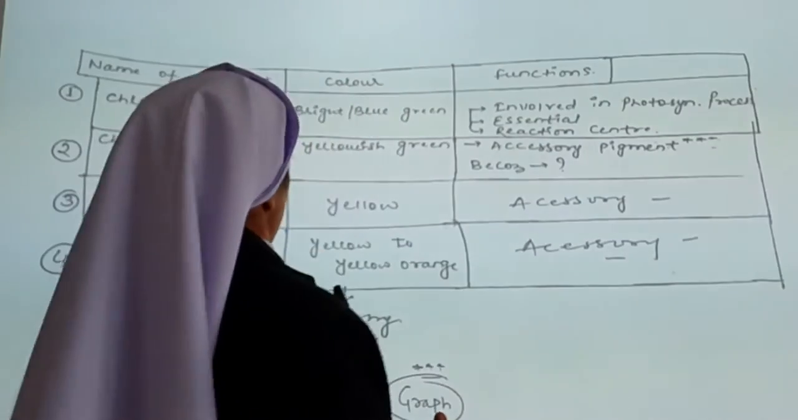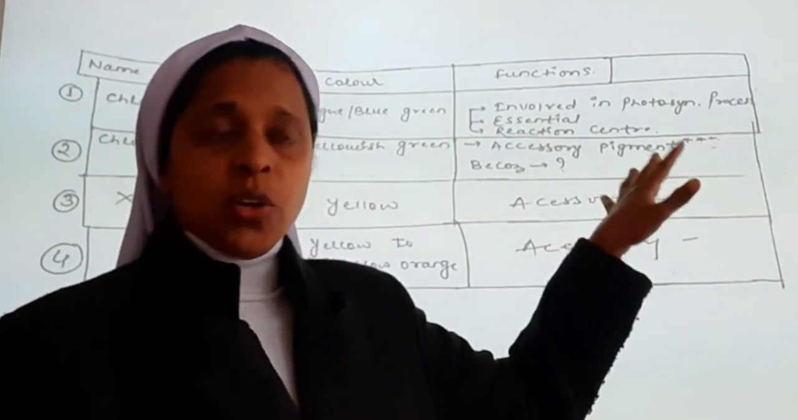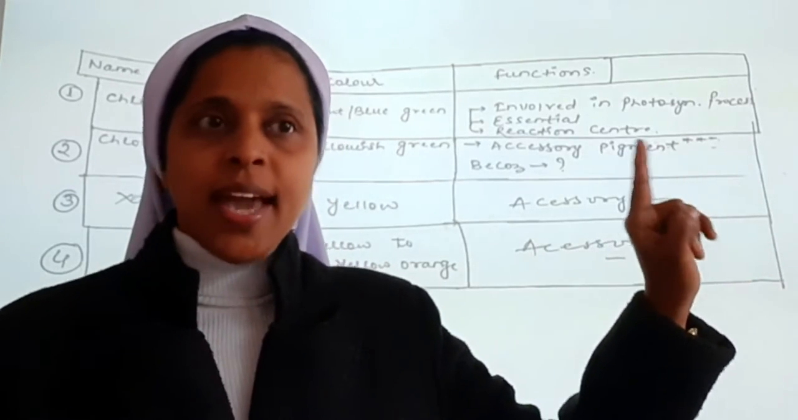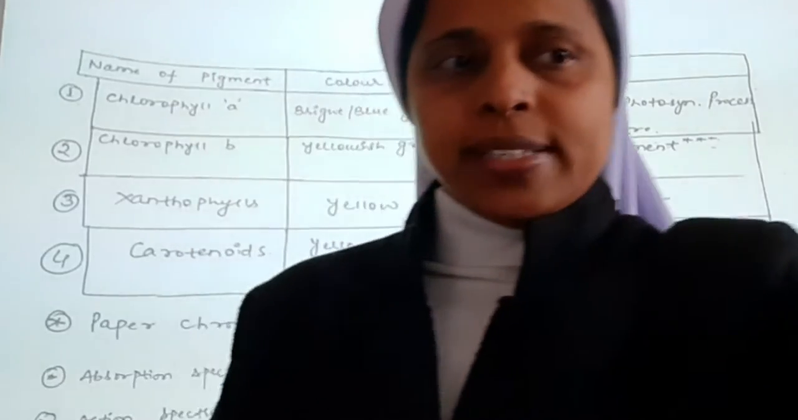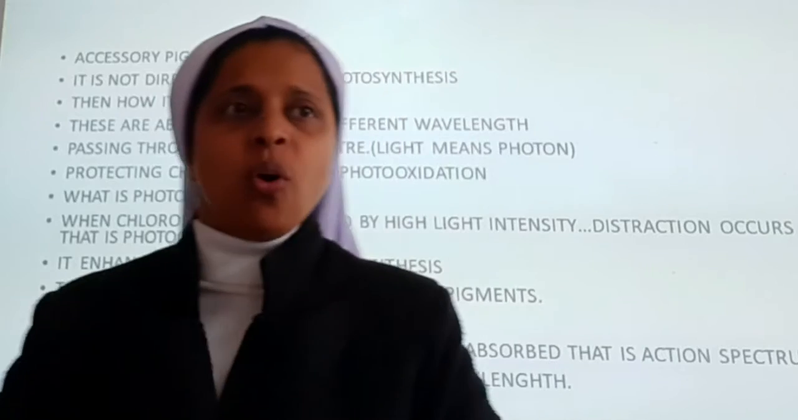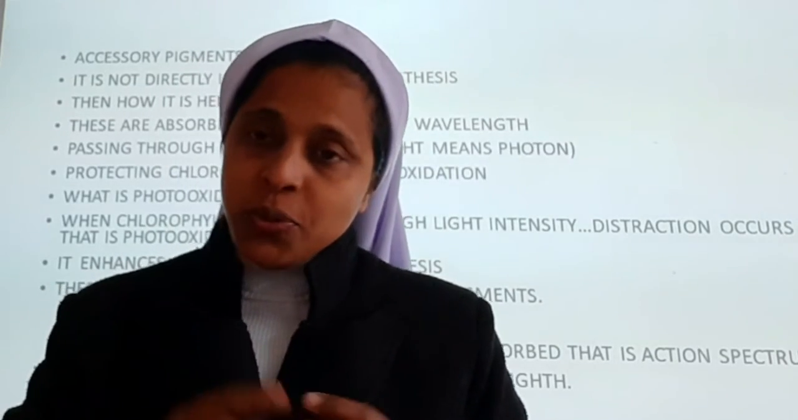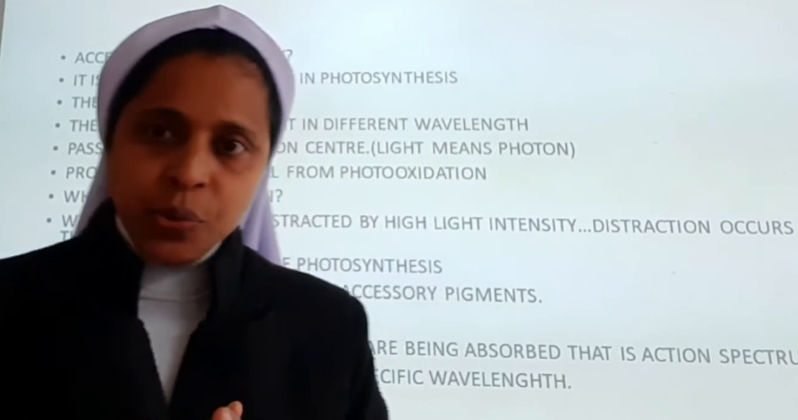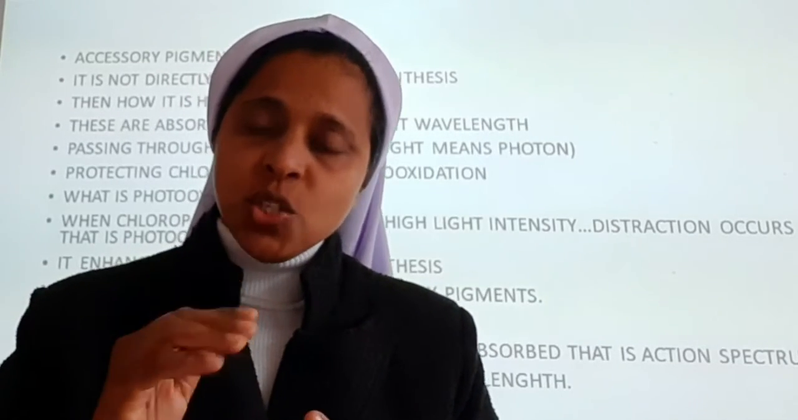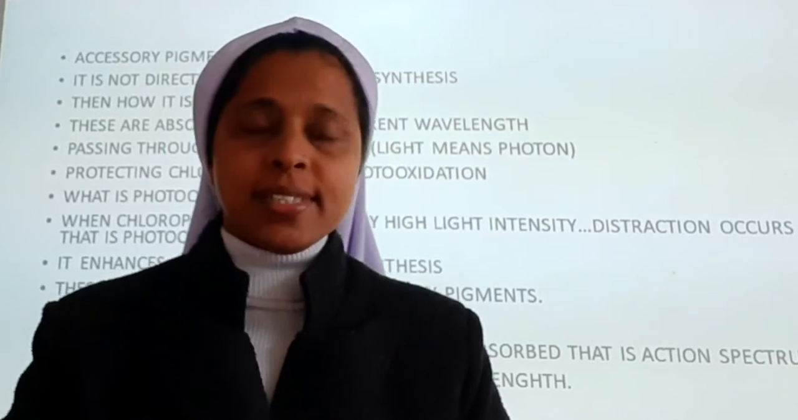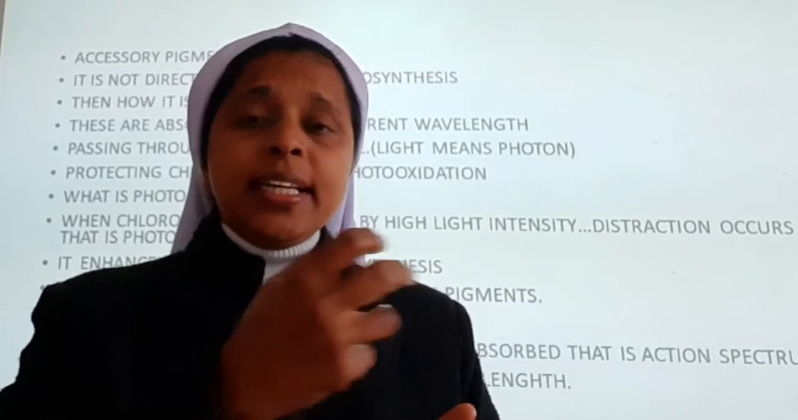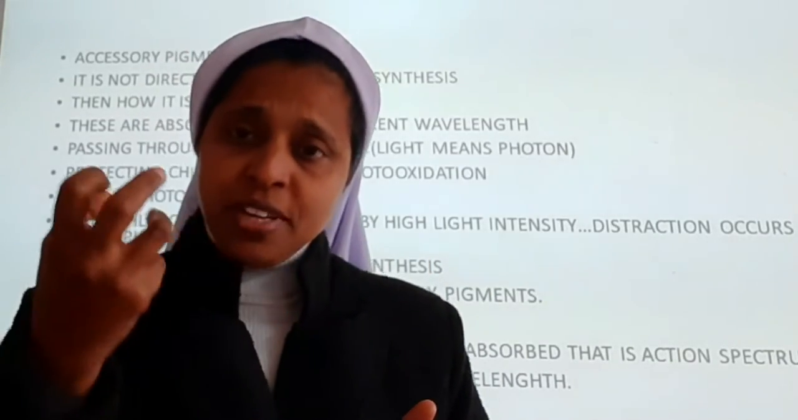And next we have chlorophyll B. Chlorophyll B, xanthophylls and carotenoids are considered accessory pigments. Why? Because they are not directly involved in photosynthesis. Then we may have a doubt: how are they helping? They are absorbing light in different wavelengths.